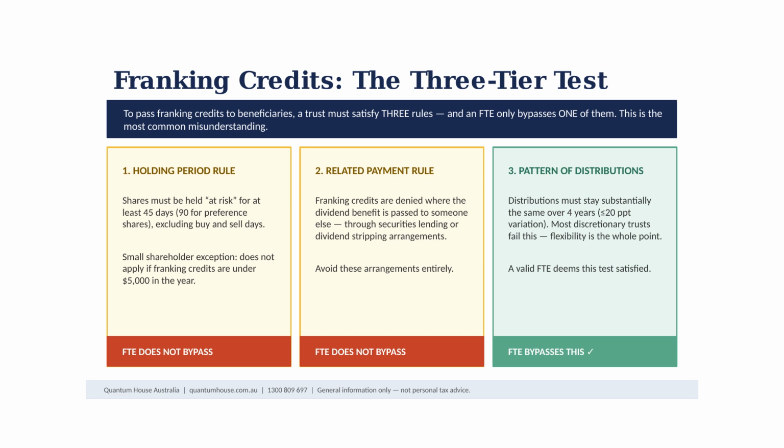Rule 2 is the related payment rule, which denies credits where the dividend benefit is effectively passed to someone else. An election does not bypass this either. You simply avoid those arrangements. Rule 3 is the pattern of distributions test, which requires distributions to stay substantially the same over 4 years. Most discretionary trusts fail this, because flexibility is the whole point of the structure. And this is the only one that a valid election deems satisfied.